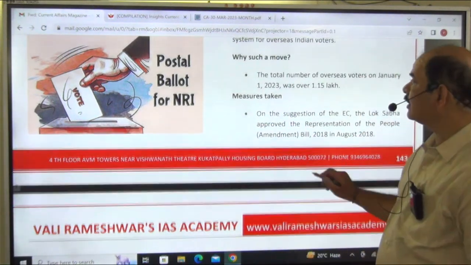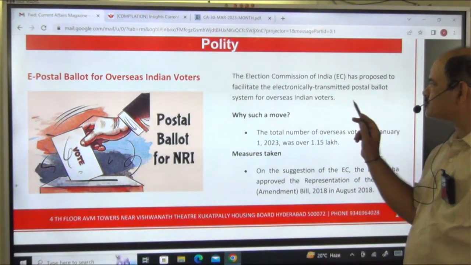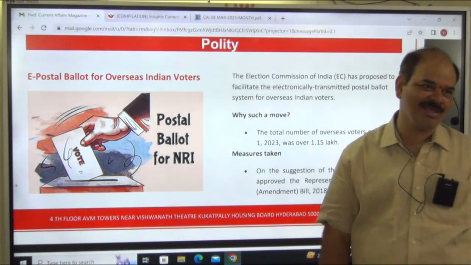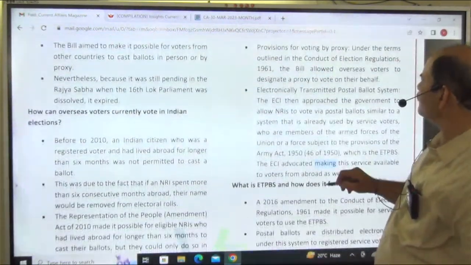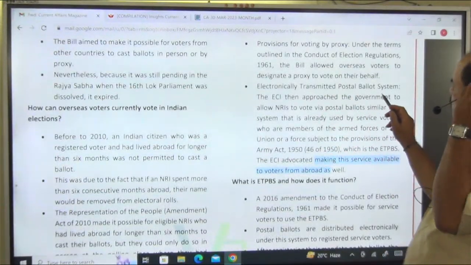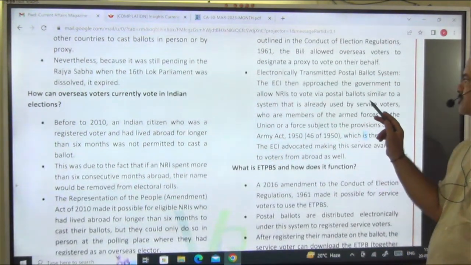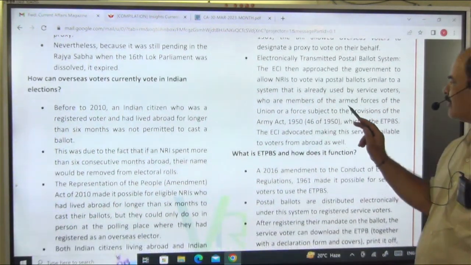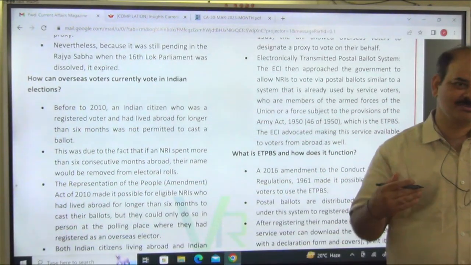But now, the Election Commission of India has proposed to facilitate the electronically transmitted postal ballot system for overseas Indian voters. The system is through email. The ECI then approached the government to allow NRIs to vote via postal ballots, similar to a system already used by service voters who are members of the armed forces of the Union. Yes, our military votes through postal ballots.